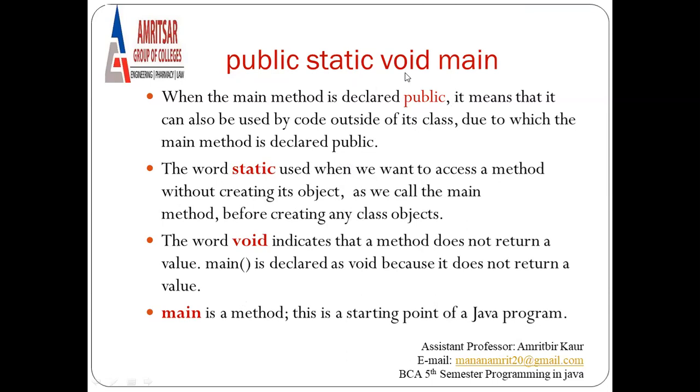So now void, it is the return type, meaning nothing is returned. It indicates that the method does not return a value. Main is declared void because it does not return a value. Then main is a method. It is the starting point of a Java program. In C, we also use void main, and in Java, we also use the main function. So main is our function name.